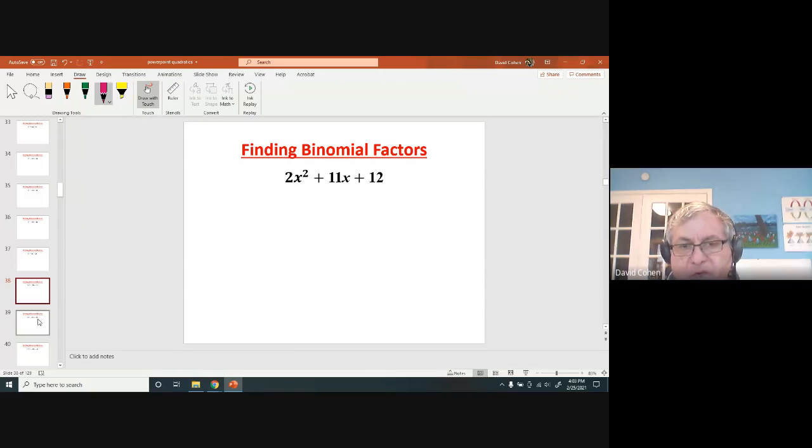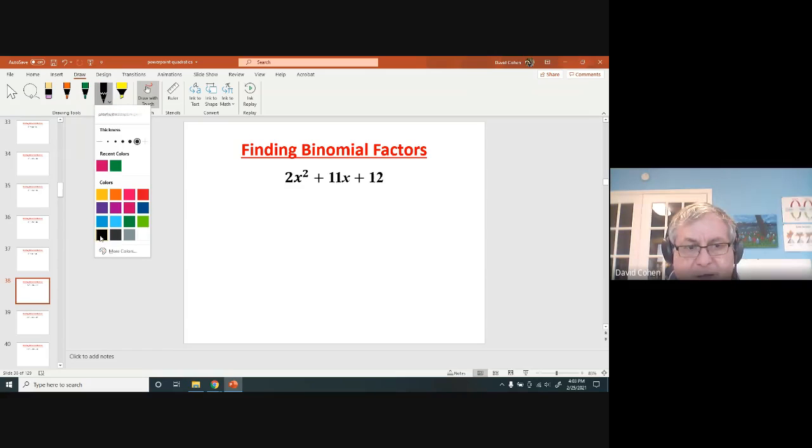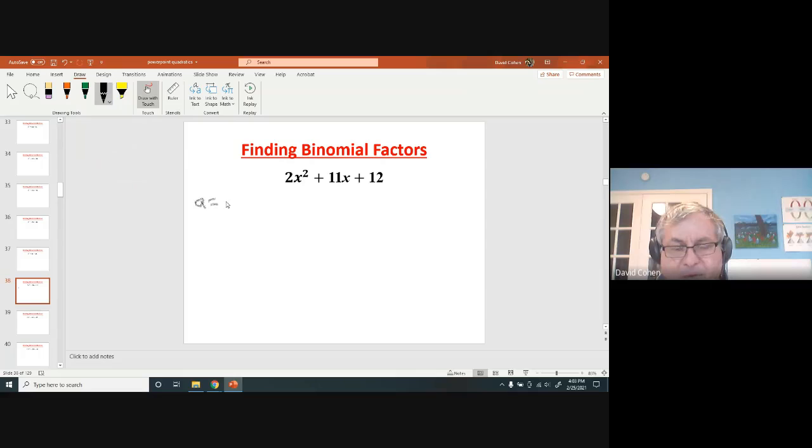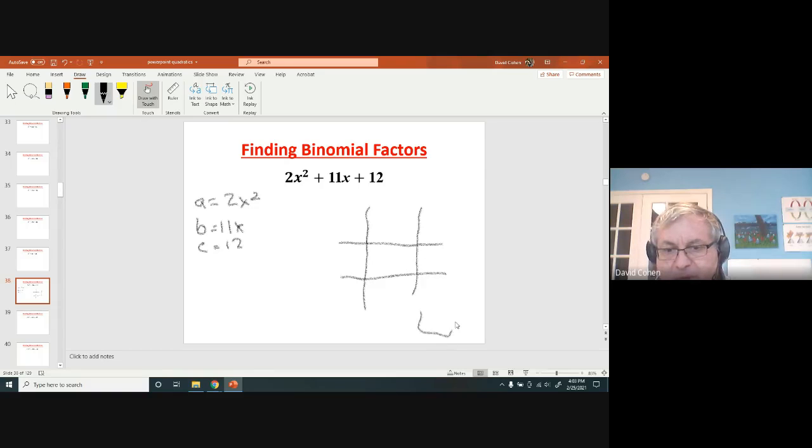So when it's greater than 1, my favorite tool is the tic-tac-toe method. If I use a sharp black pencil and apply that, what I want to do is show that a equals 2, and I'm going to use the whole thing, x squared. B equals 11x. C term equals 12. And I make a tic-tac-toe. Not very well, but you'll be doing it on paper as well.